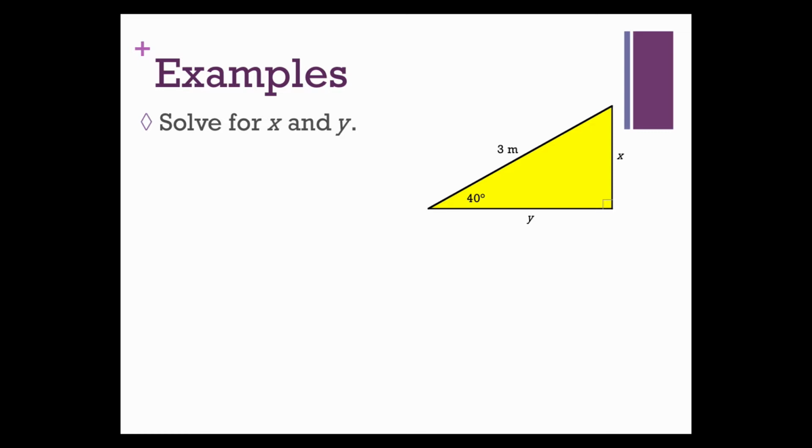Now, a problem like this is going to show up on a test or a quiz. And if you're not careful, you're going to make the common mistake of assuming that this is a 30, 60, 90 triangle, even though there's a 40 there, and you will tell me that x is 1.5 and y is 1.5 square roots of 3. Don't do that. You have to use trig here.